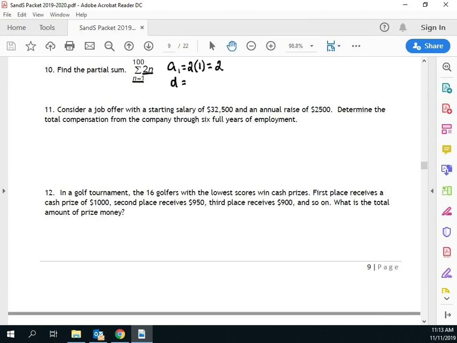Well, let's just, for grins' sake, go ahead and see what happens here. If the first one is 2, what happens when I plug 2 in? Plug 3 in. And let's do one more. What happens when I plug 4 in? What's that common difference? 2.